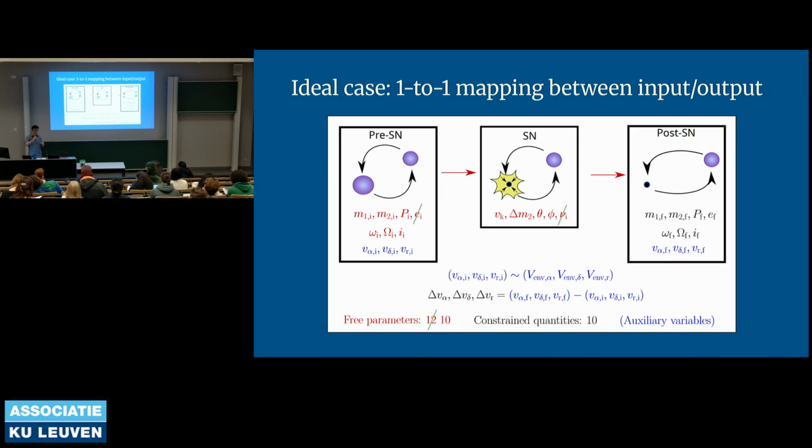It's the angle in the orbit where the explosion happens. This changes the velocity of the system, of the exploding object. It can change the outcome of the system. And so in this way, we have 12 free parameters and 10 constrained quantities.